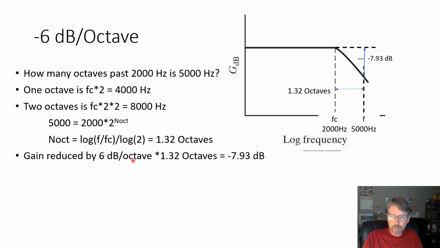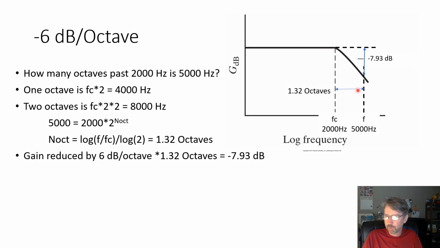So now we know the gain is reduced by 6 decibels per octave, and we know we're going up 1.32 octaves. So the gain is going to be reduced by 7.93 decibels. So we have a gain change of negative 7.93 decibels. So that's the decibels per octave times the octave, and you can balance the units, so that cancels that, and we're left with decibels.